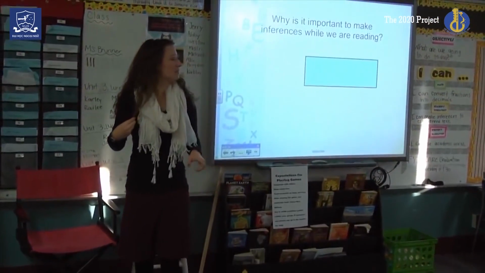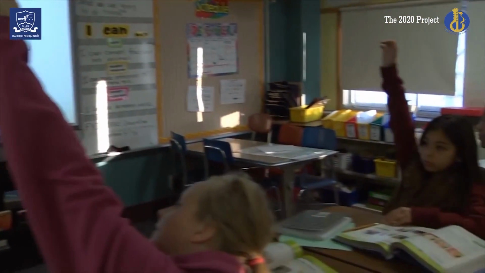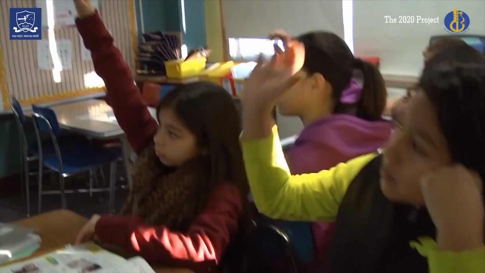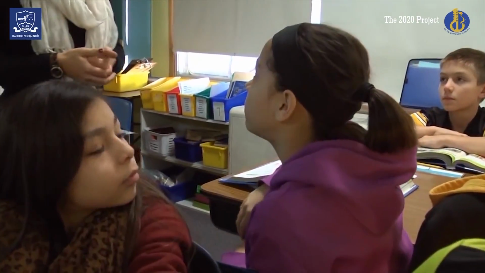Why is it important to make inferences while we are reading? Why is it important? Why should we make inferences while we're reading? Angelica? So you understand what you're reading. So you understand what you're reading more.